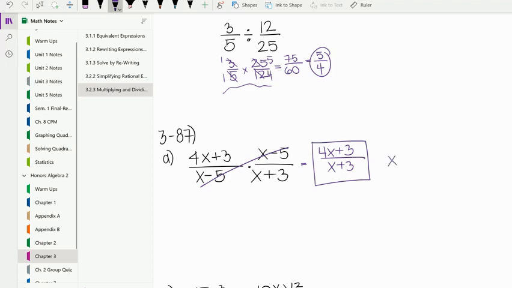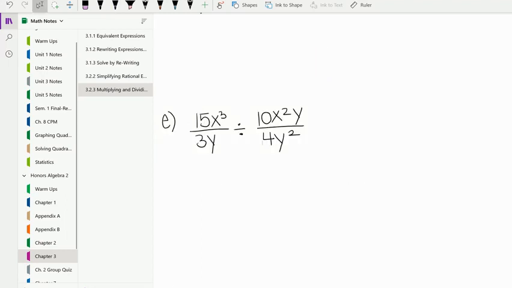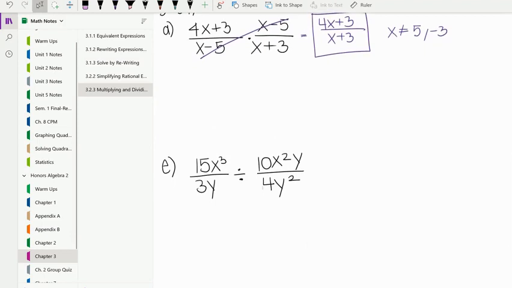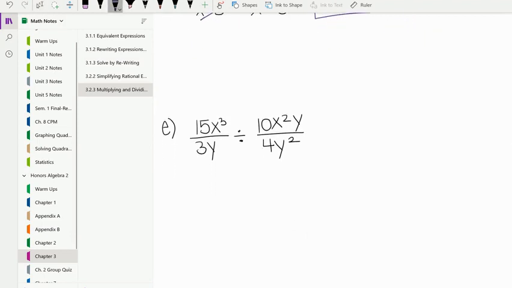You also want to state your excluded values. So x can't equal 5 or -3. So remember, even if it reduced, you still write it. You really should actually do that first before you solve it. So I'm going to go ahead and skip to problem E, just because it's a division problem. So the first step is, like I said before, I actually want to write out our excluded values.